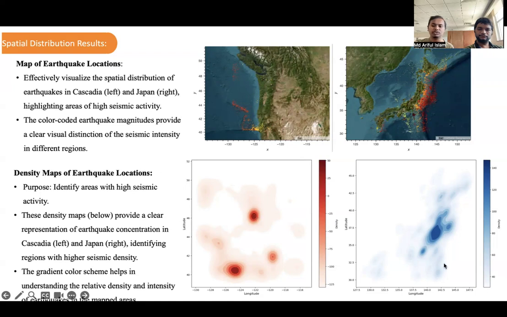The second map shows the density map of earthquakes. Here we can see on the left, in the Cascadia map, we have about three smaller clusters of earthquakes, whereas in Japan we have a big cluster of earthquakes happening in the coastal region.